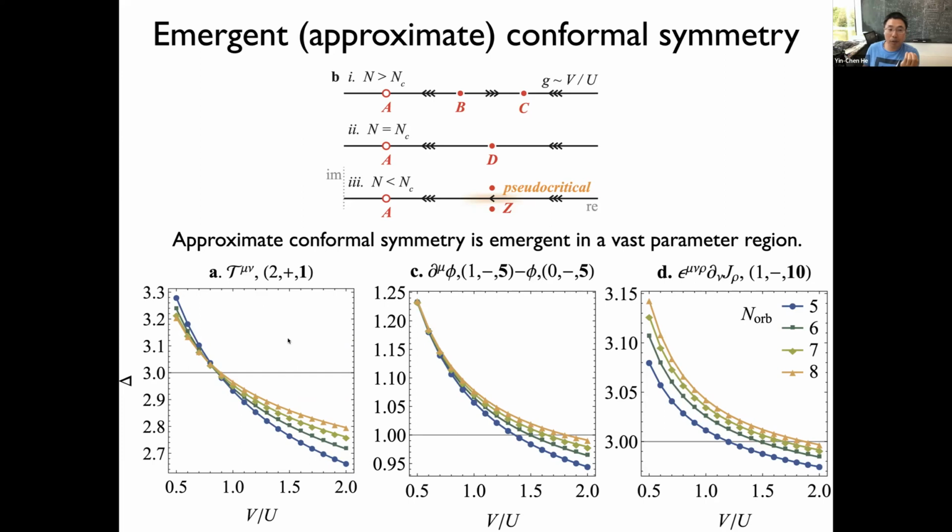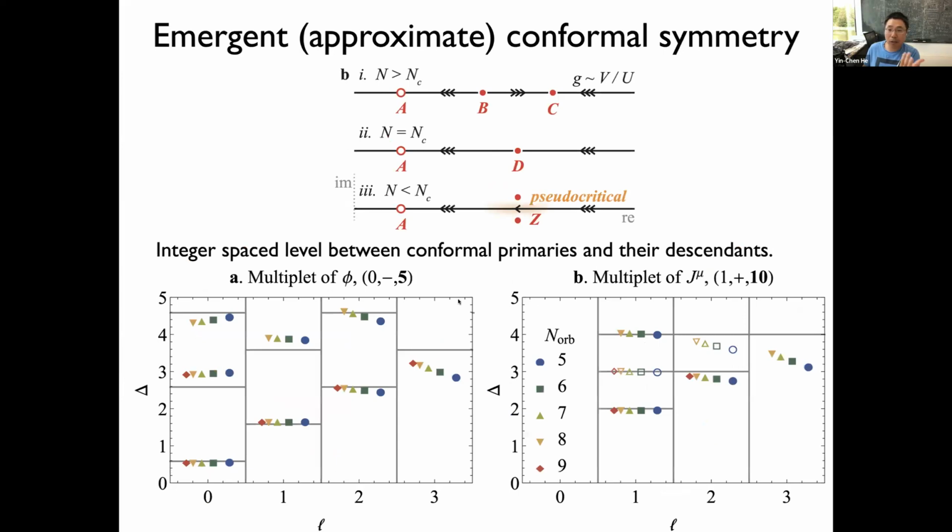For example, we get an almost conserved energy momentum tensor. We get almost integer spaced values between the primaries and their descendants, as well as the descendants of the SO5 conserved current. All the results I'm showing now are for the SO5 deconfined criticality. And we can also check the conformal algebra by looking at whether, if I have a primary, I get the integer spaced descendants from it, and you can say that it agrees pretty well, given that it's on a super small system size.